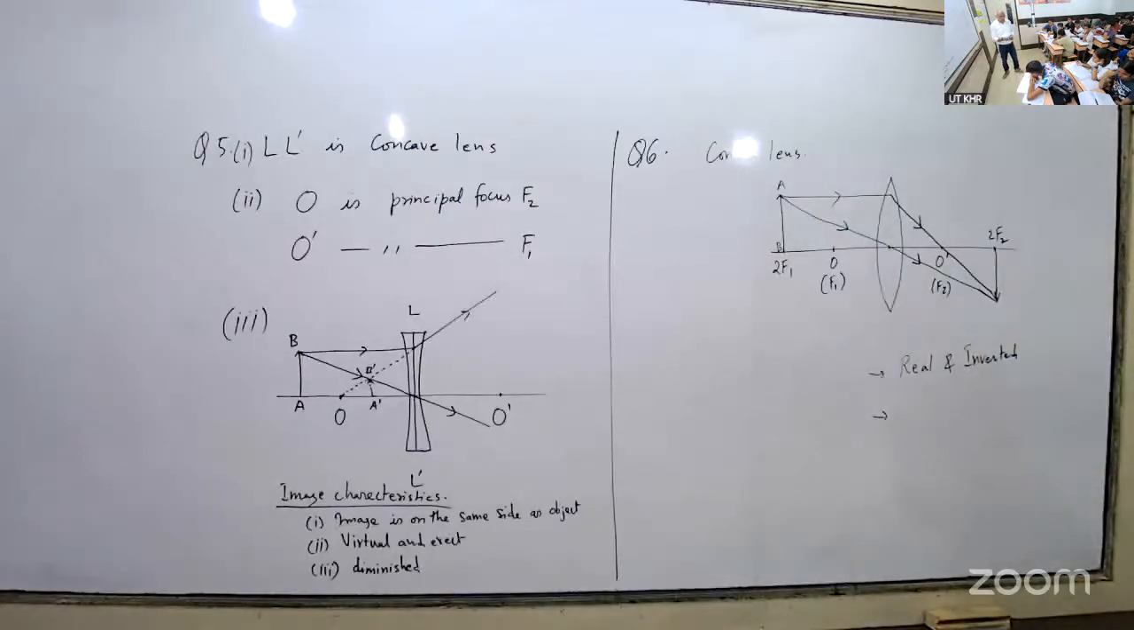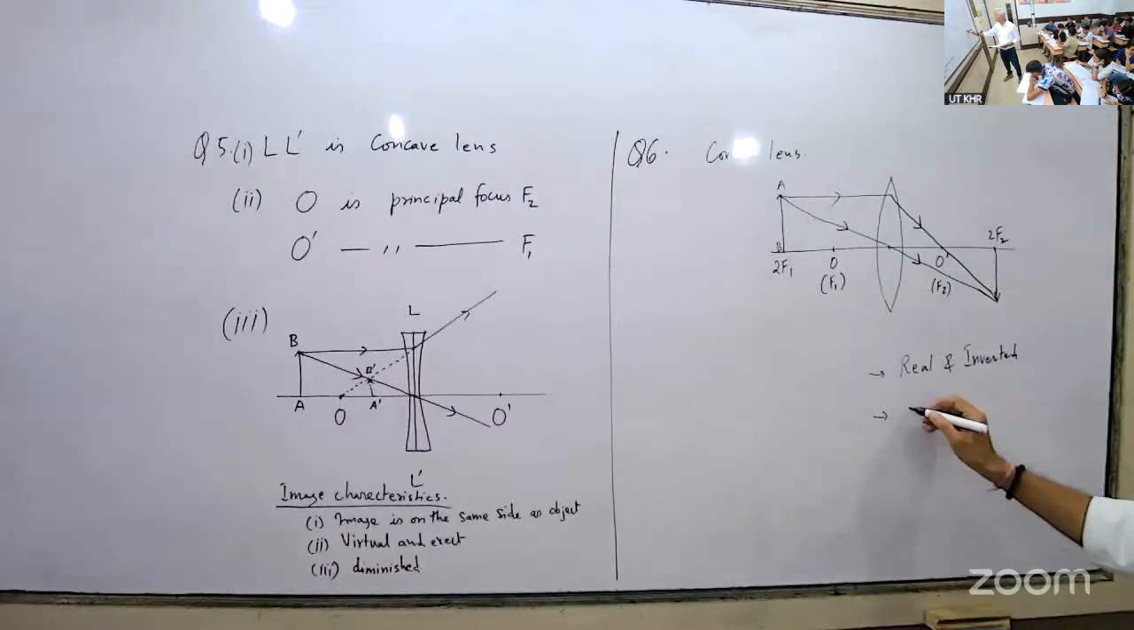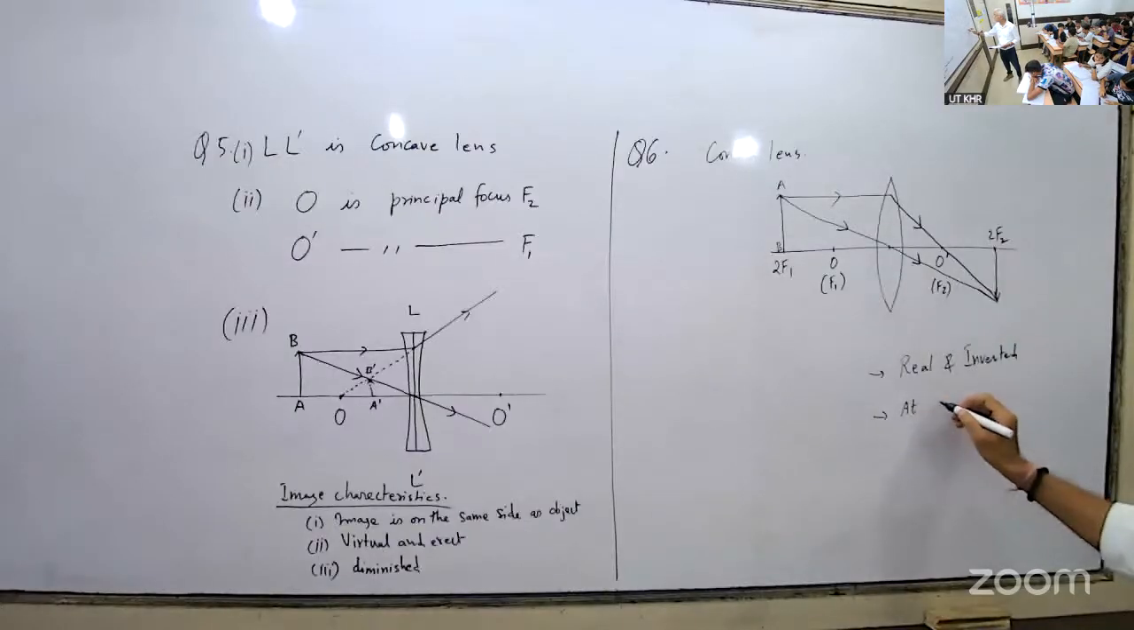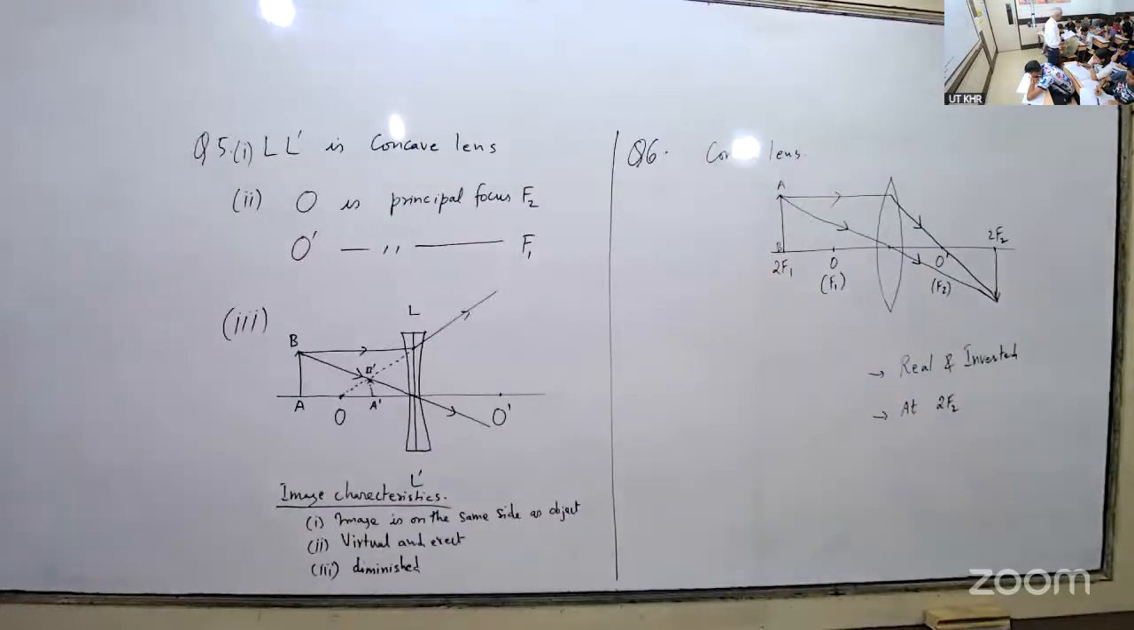Same size is already given, so what else is asked? So it is at 2F. Real and inverted are not two separate characteristics, but here the answer is only real and inverted. Everything else is already given in the question. Okay? Say real and inverted and leave it. Yes.